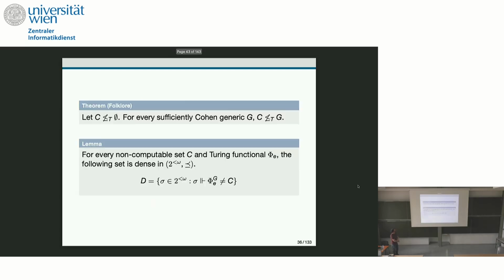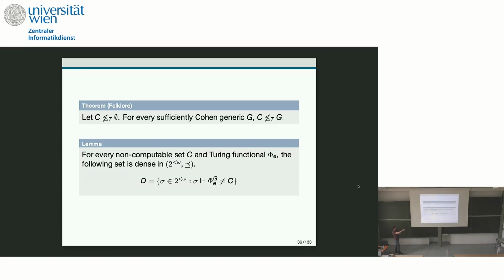And so we can prove a cone-avoidance theorem. It's not really cone avoidance in the precise sense that we defined, but we can show that if C is a non-computable set, then for every sufficiently Cohen-generic set G, C is not G-computable. And for this, all we need to prove is the following technical lemma, saying that if you have a non-computable set C, and given a Turing functional Phi_e, the following set is dense: the set of sigma so that sigma forces Phi_e(G) to be different from C.